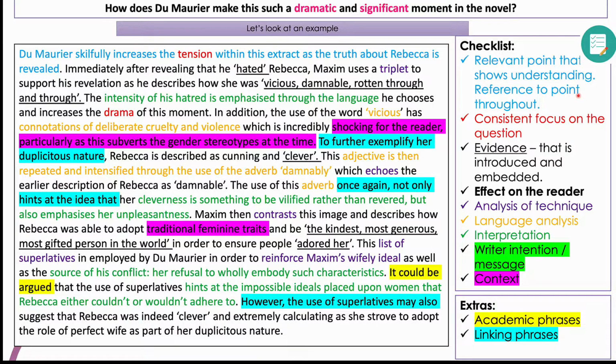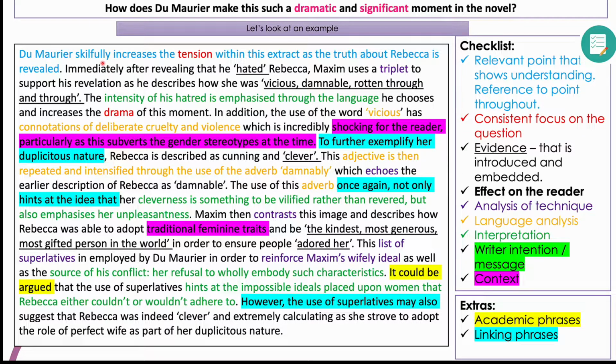They're short and snappy, but they do give you some really useful tips on a range of different skills for writing about literature. Also got the effect on the reader, analysis of technique, language analysis, interpretation, writer's intention and message, context, and a few added extras. These are for sophistication. The extras are academic phrases, but also linking phrases that show that you're developing and transitioning into the next idea, utilising what you've already got as a springboard. So let's have a look.